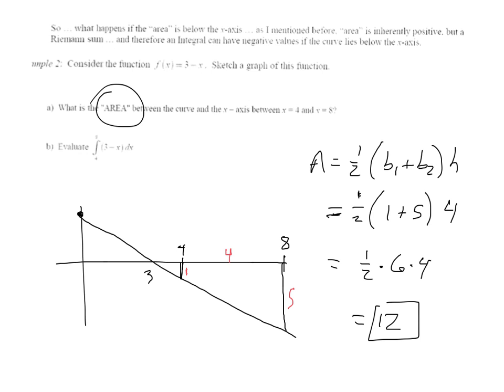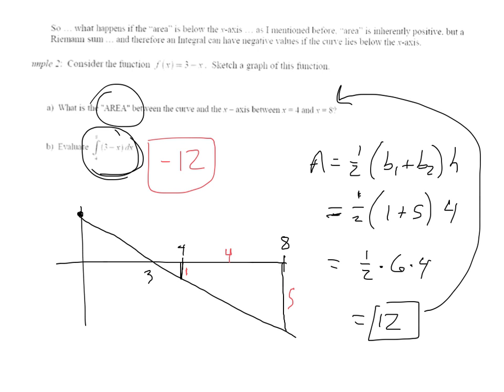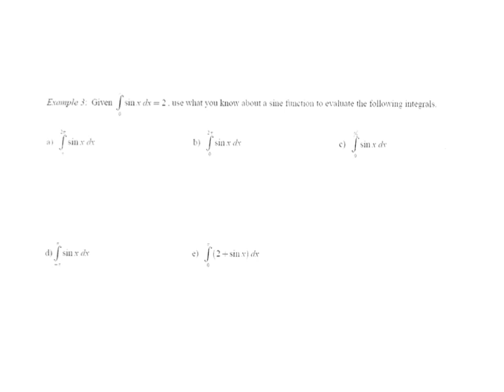We think of area as positive, but when I need to think of this notation right there, because it's below the x-axis, that part would be -12 because it was underneath. So just to make a connection here, that might be our answer for that. In general, if we're just talking about area, we'd say 12, but because it's in the context of an integral, we have to say -12.